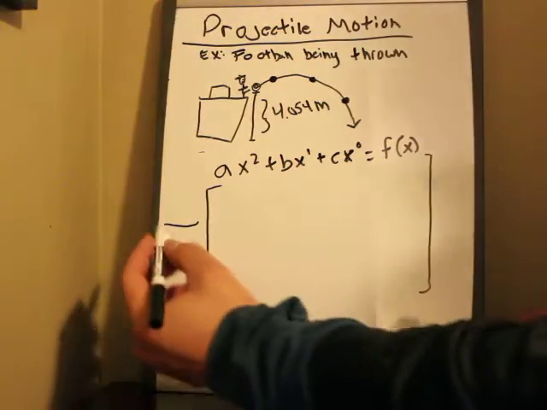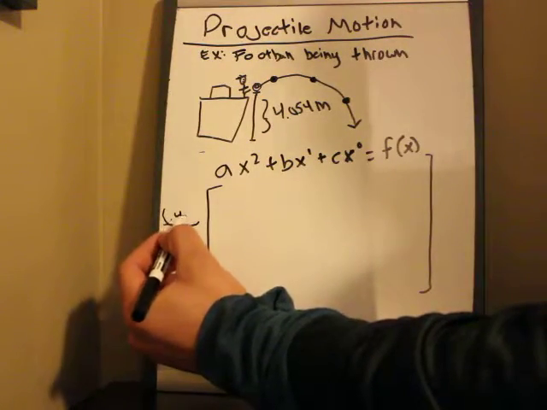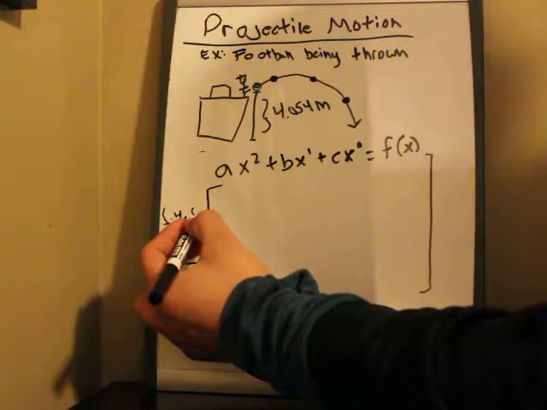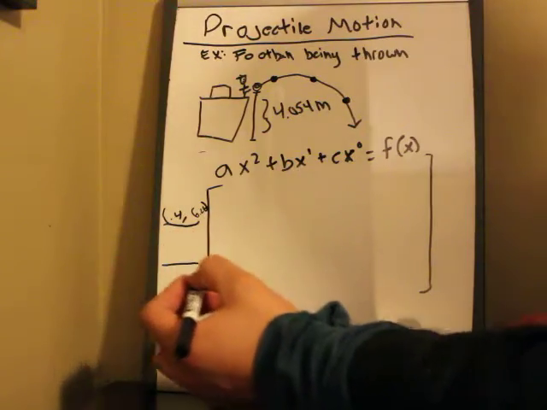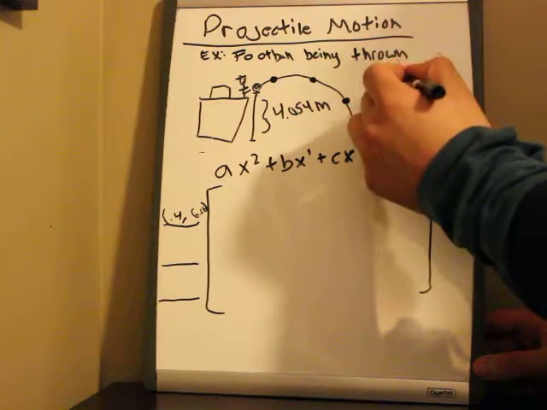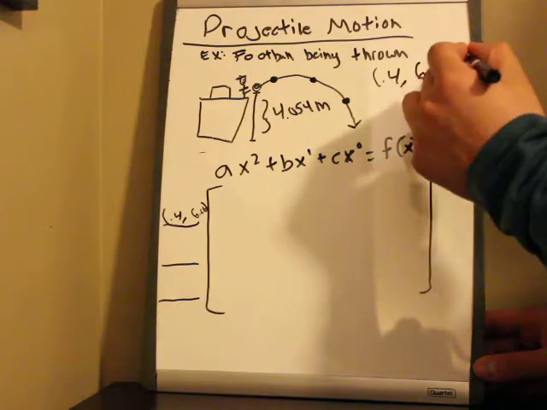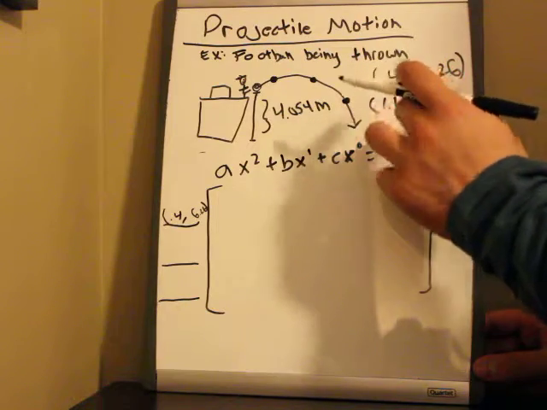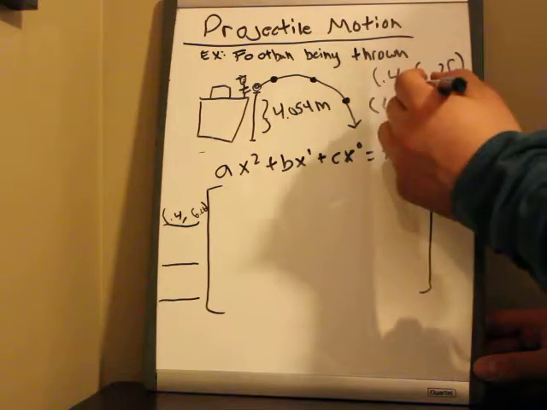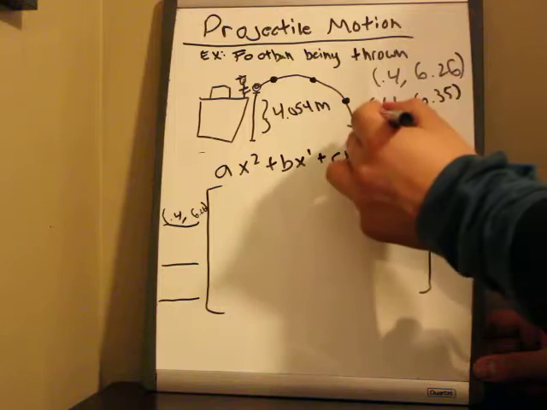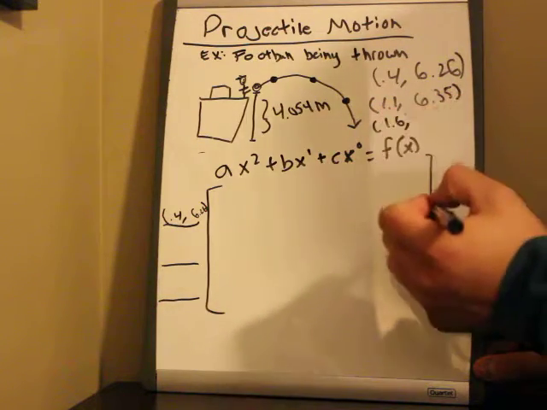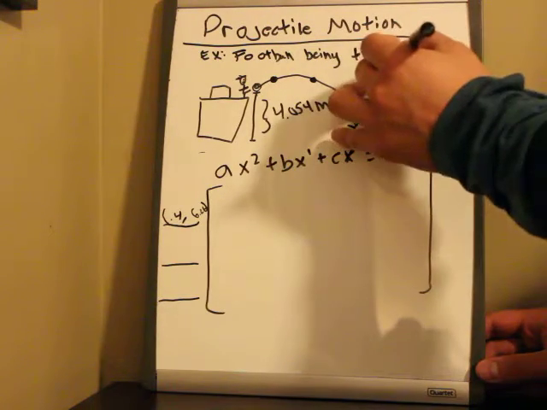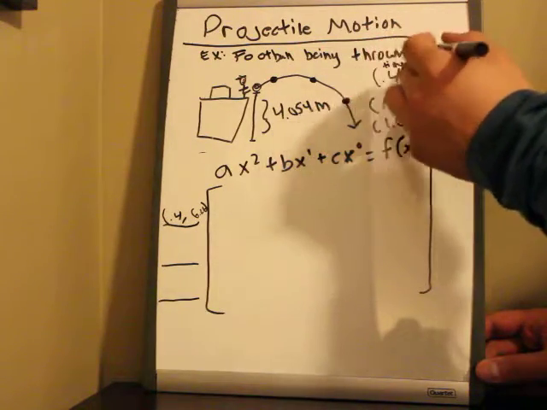Okay, I gave you 0.4, 6.26. So I'll write it up here: 0.4, 6.26, 1.1, which was 6.35, and then I gave 1.6, which was 3.47. Okay, this was the time, and this was the meters.